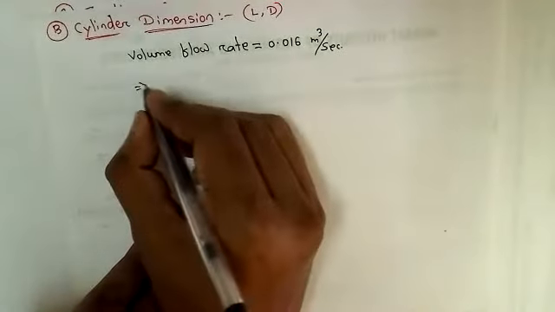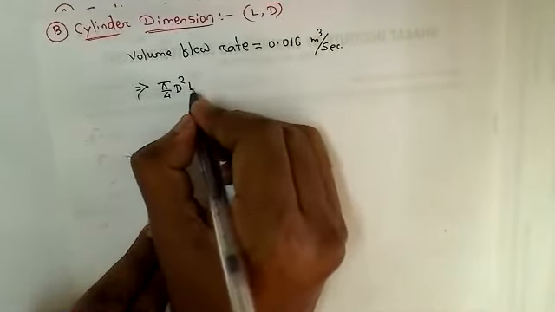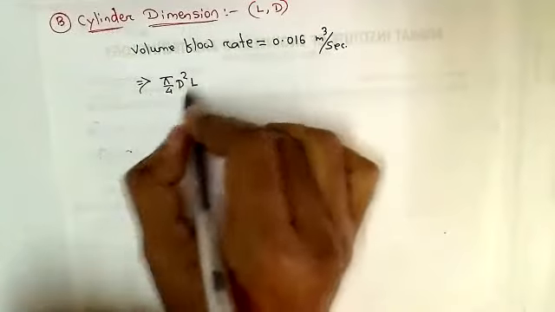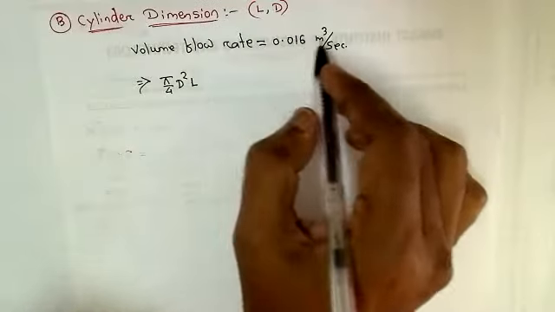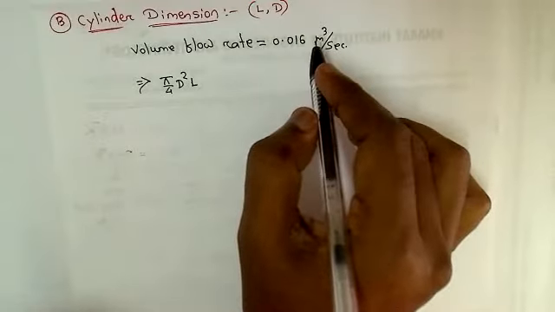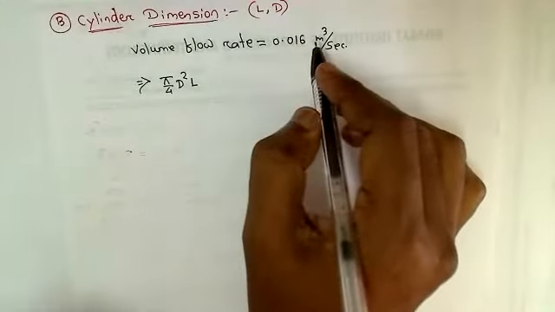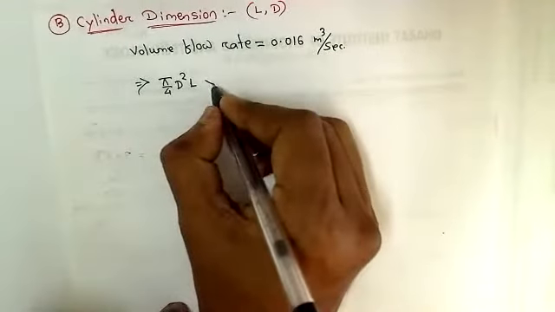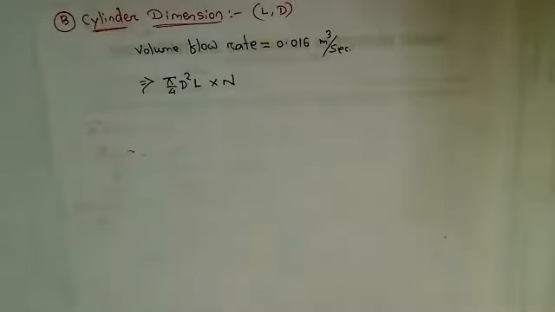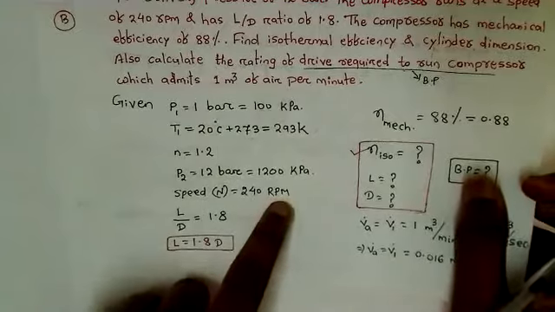So what is the formula of volume flow rate? Pi by 4 d square into L. This is the volume. The unit of this one is only meter cube, but we have to find meter cube per second. So how to calculate meter cube per second? We have to multiply here by capital N. What is capital N? Capital N is the speed of the engine, because the value of capital N is 240 revolutions per minute.